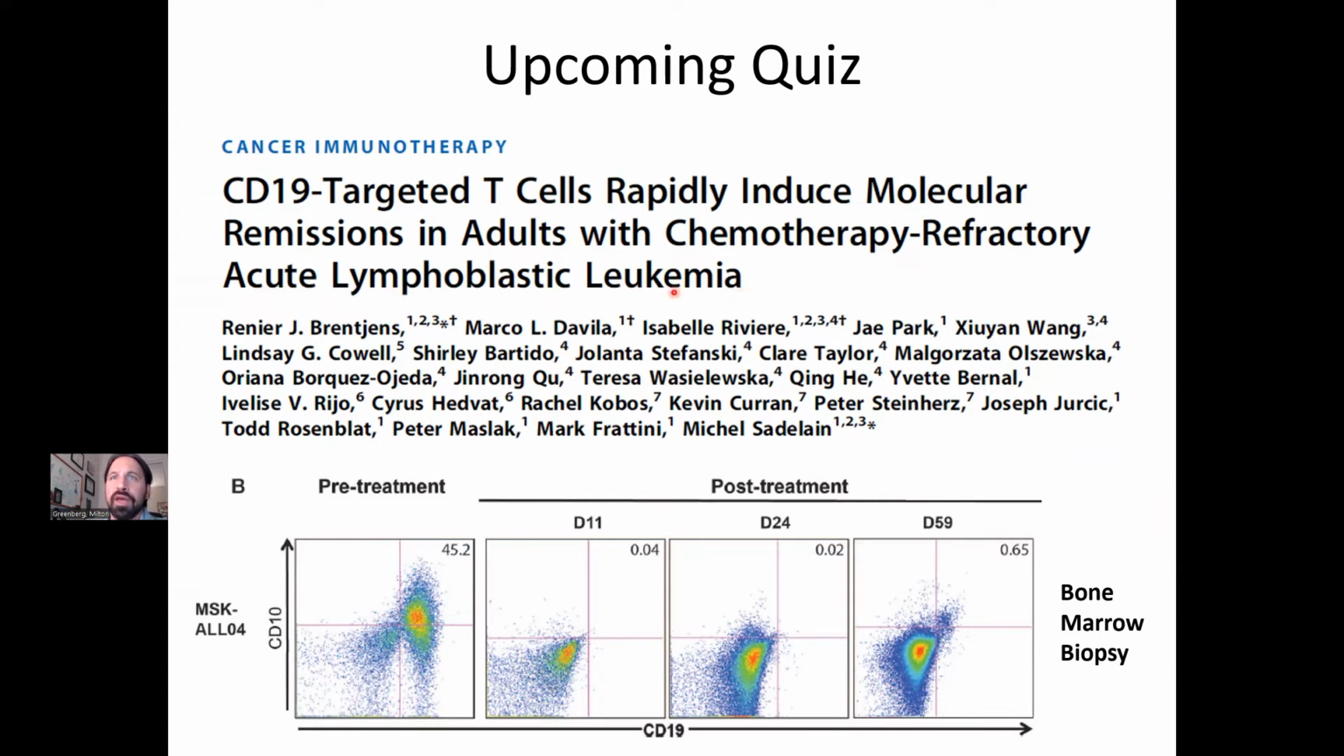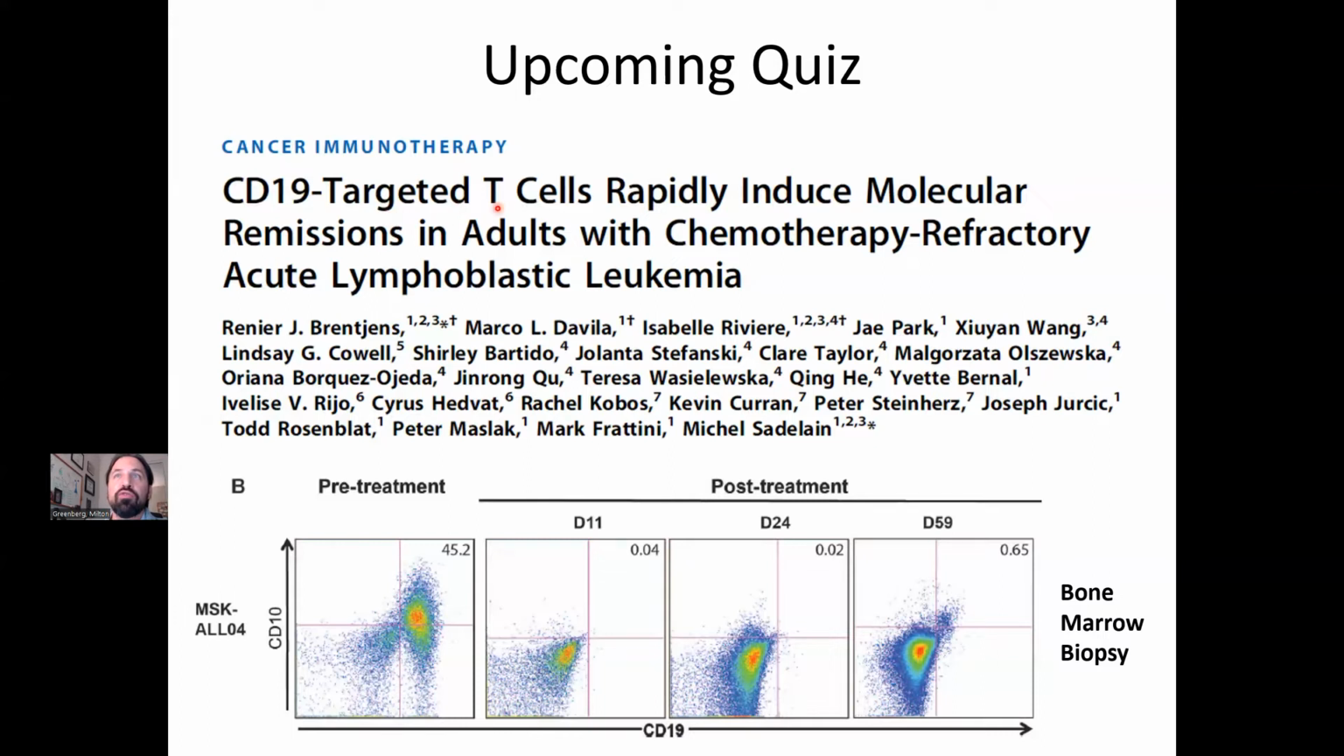So let's just talk about this and walk through this title. CD19 is a marker that's expressed on all B cells, but it's also a marker that's expressed on B-ALL, so the B cell acute lymphoblastic leukemias. So CD19 is expressed on the cancer, and you can see this in this patient here, where 45% of the cells in this bone marrow biopsy are expressing both markers CD10 and CD19. And so these are T cells. These are engineered T cells. These T cells are designed to go out and kill CD19, or kill any cell that expresses CD19.